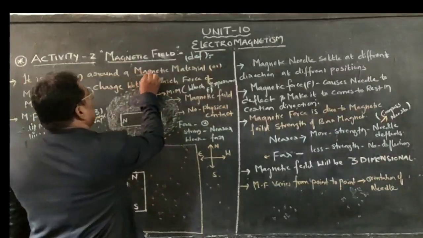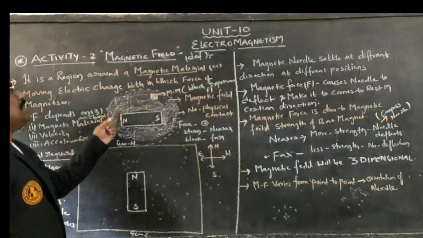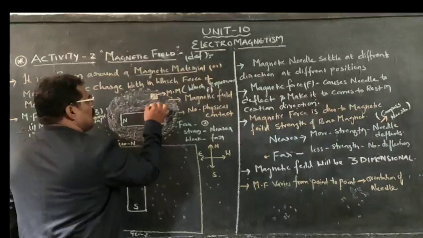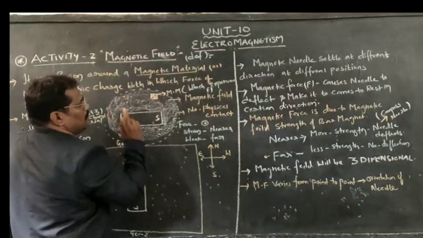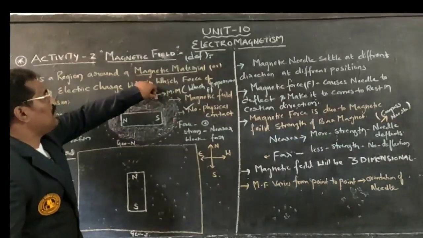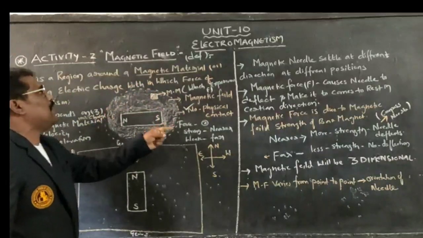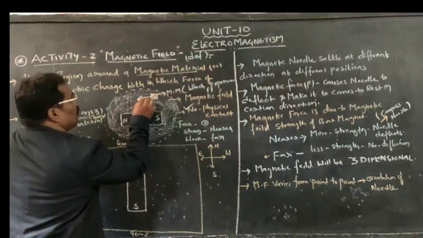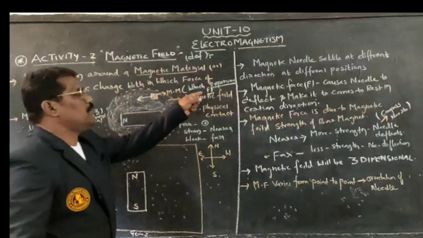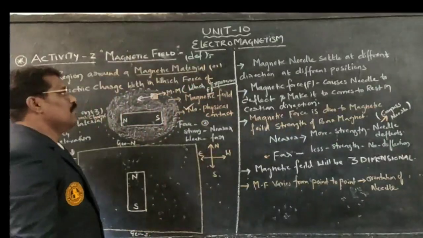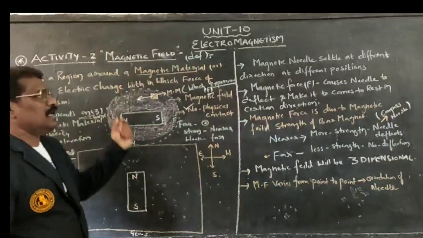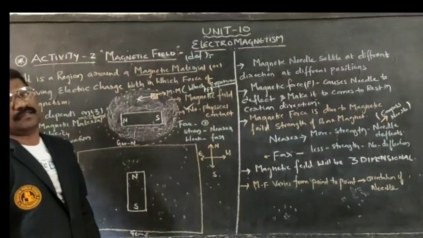How can we identify that a field exists around a bar magnet? By placing a magnetic material within that region without any physical contact. There is no physical contact between these two things, a bar magnet and a material. If I place a magnetic material within the region around a bar magnet, this magnetic material experiences a force. That force is called what? Magnetic force, which is denoted with capital F. That force allows the magnetic material to be attracted towards the bar magnet.